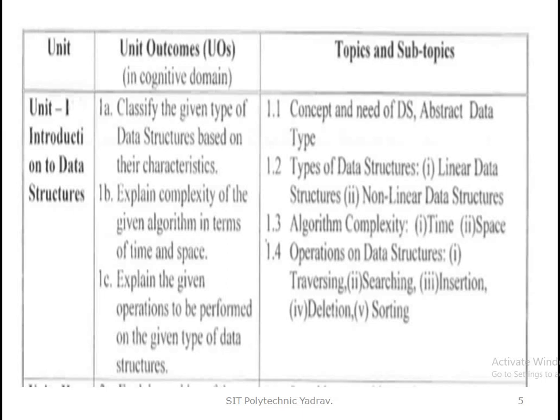Next, 1.3, algorithm complexity, that is time and space. 1.4, operations on data structure. The sub points are first traversing, second searching, insertion, deletion and sorting. In unit number 1, Introduction to Data Structure, we only study what the concept is, why we need the data structure, what the types are, what complexity we calculate, and the basic operations on data structure. Okay.